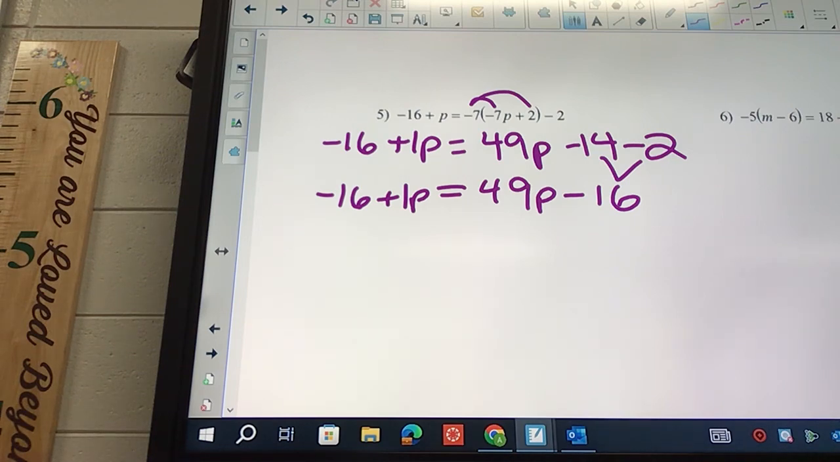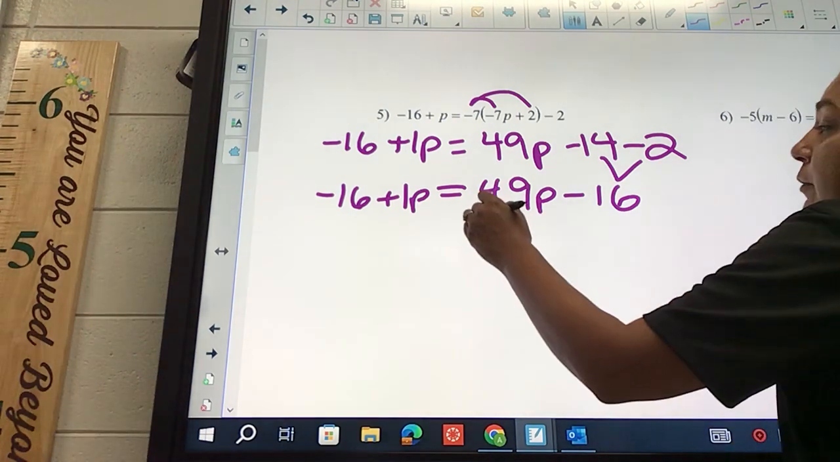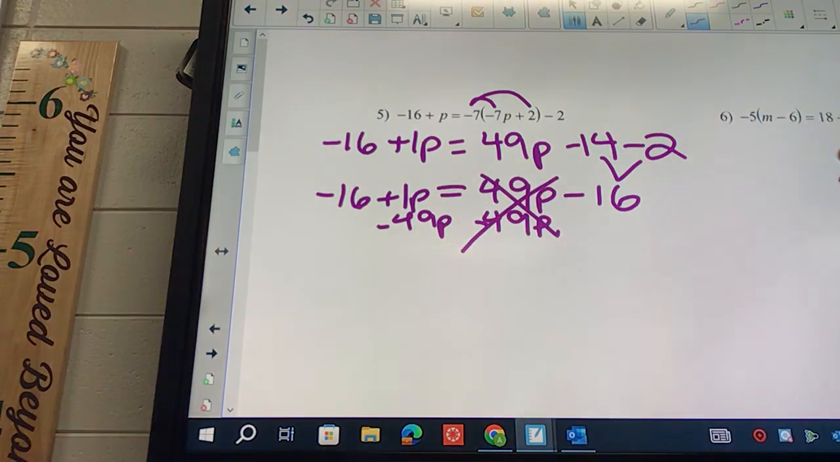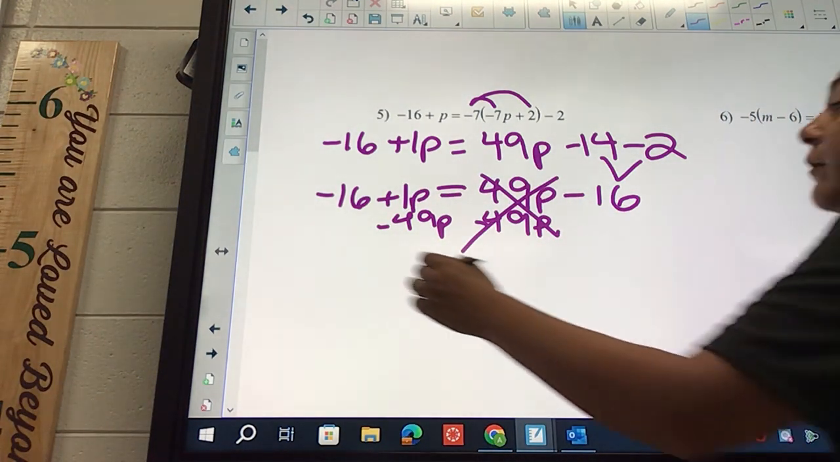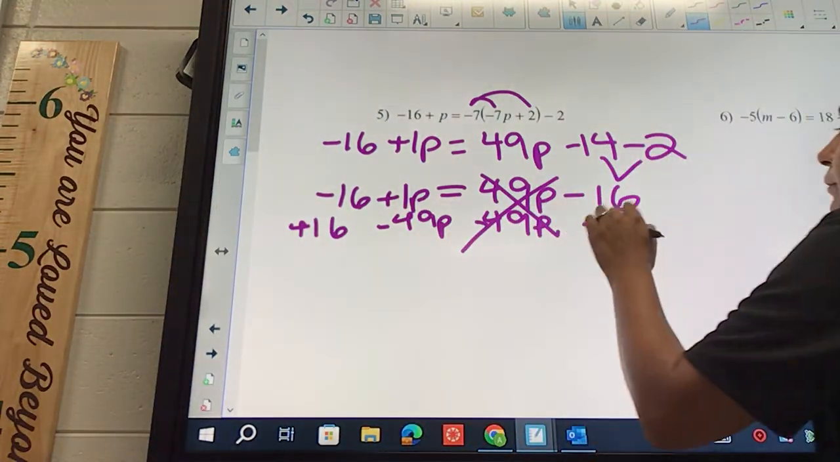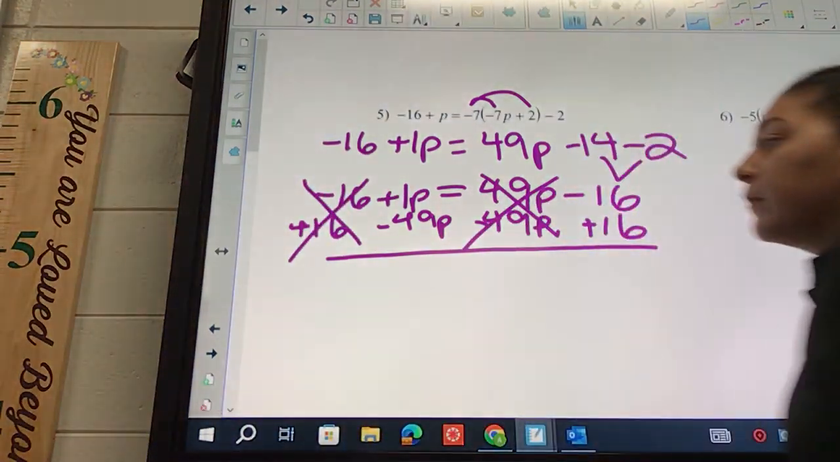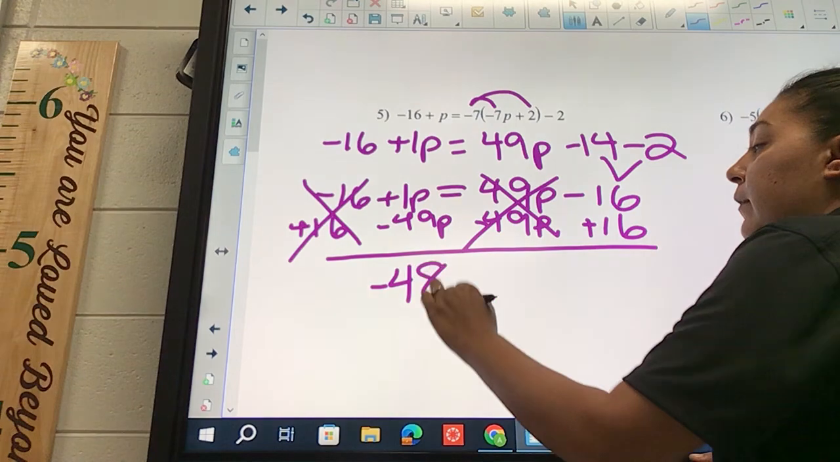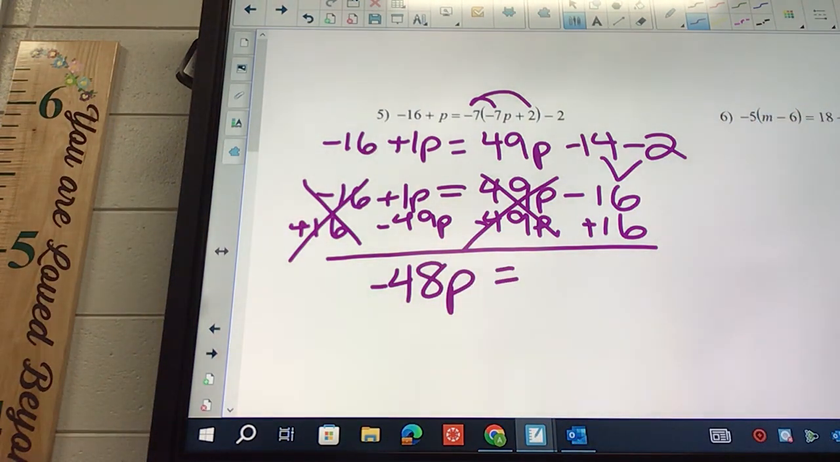Okay, now we got two pieces and two pieces, so now what needs moved? The 49p. 49p needs moved over. Which negative 16? The left one needs moved over to the right. Okay, 1 minus 49, 48. Negative 48, good. Equals what? 0. 0.